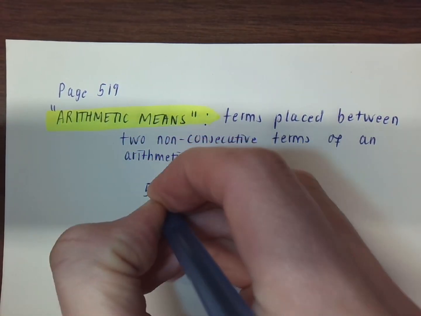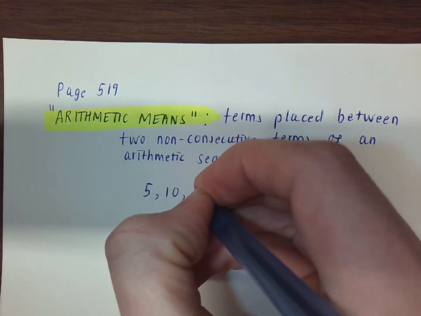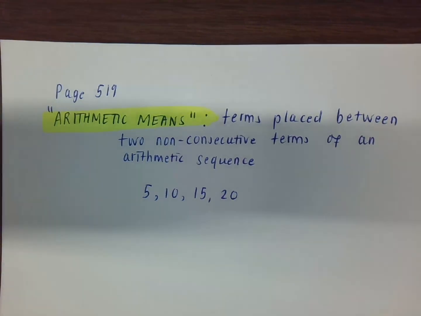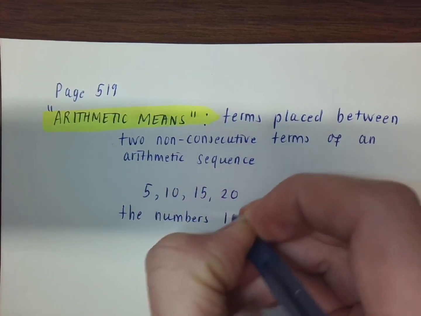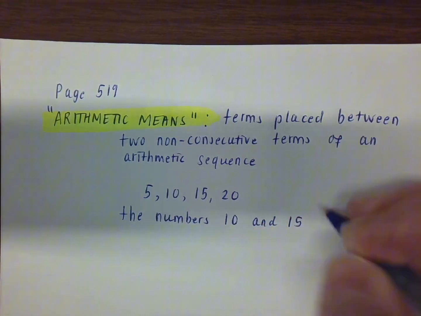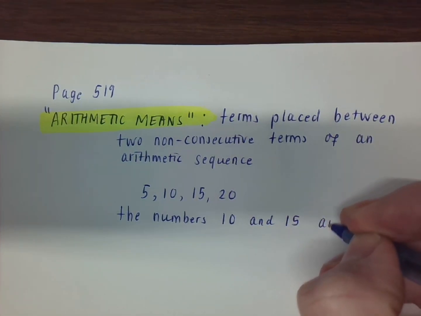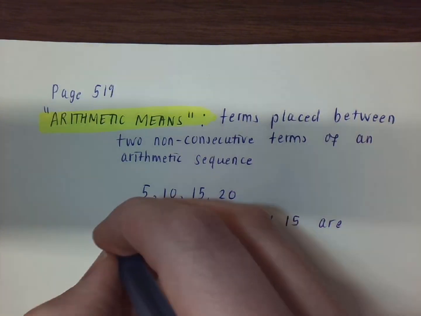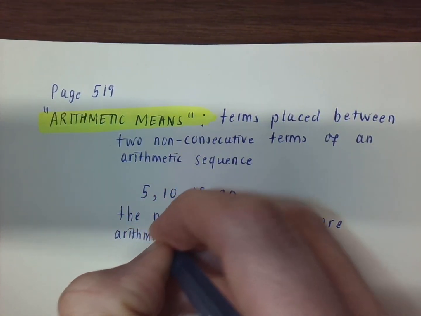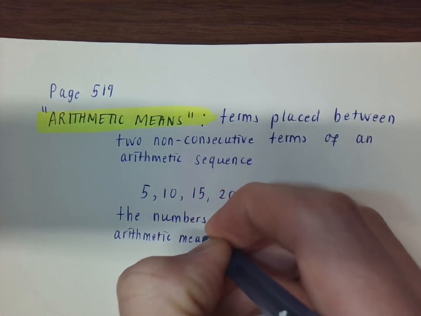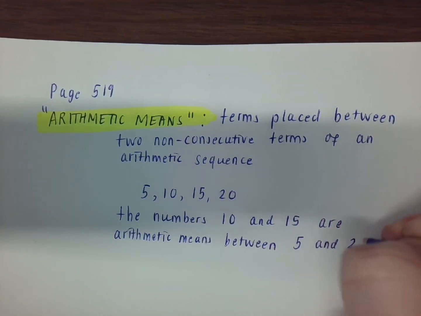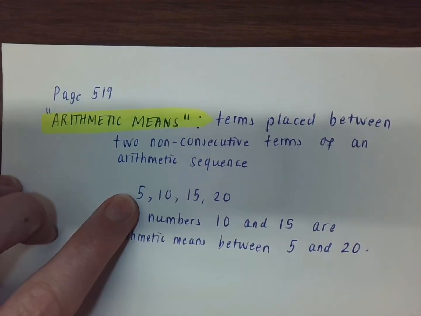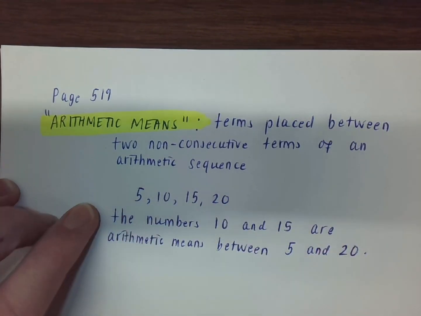Let's say there's a sequence 5, 10, 15, 20. It says the numbers 10 and 15 are arithmetic means between 5 and 20. Okay, cool. So it's just literally, okay, here's 5 and 20. These are the numbers in between.